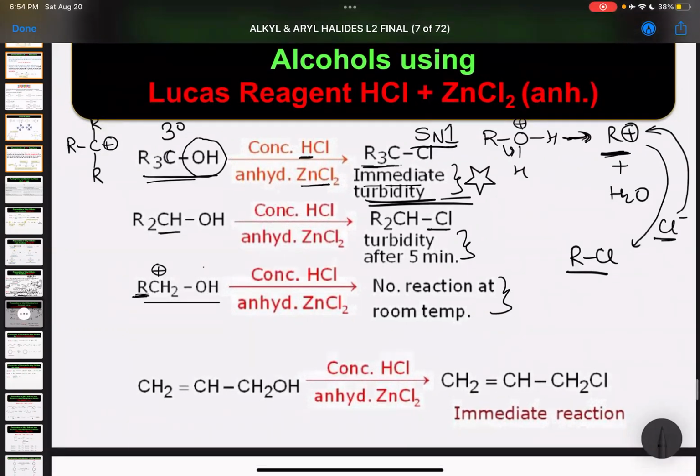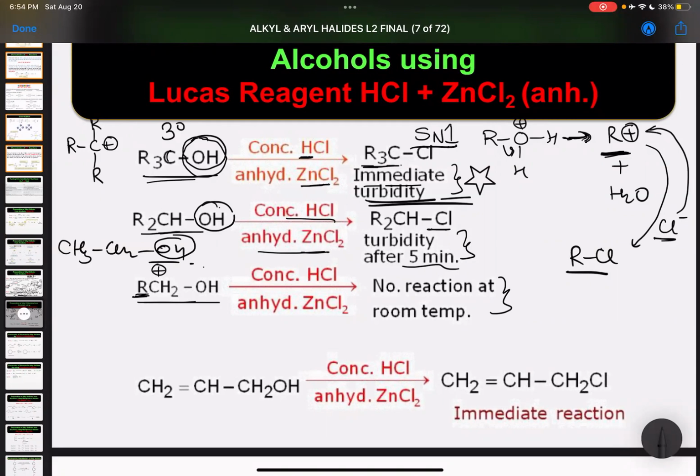Okay. And suppose you put HCl and ZnCl2, and it takes 5 to 10 minutes. It means the reaction is happening at an in-between rate, so it is a secondary alcohol. But if you take a primary alcohol, let's say CH3CH2OH, it will not break very easily. Why? Though the OH is the same and the H plus is the same, still the OH is not coming out.